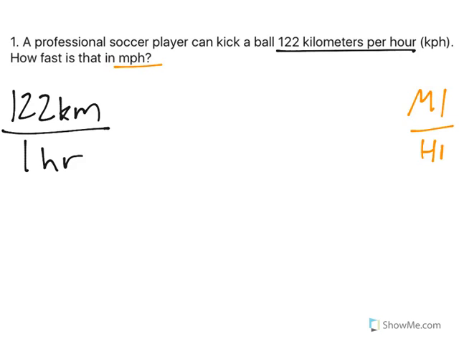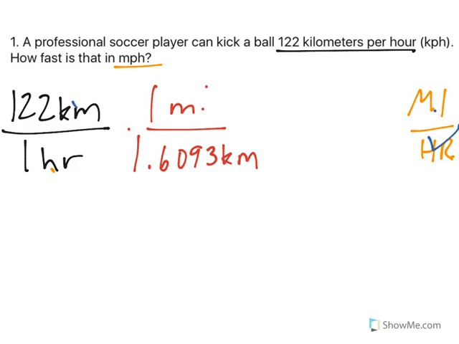Miles per hour. Well, notice that we wanted hours, we were in hours. So my denominator is already done. I don't have to change that at all. I just have to change kilometers to miles. I know that 1 mile is 1.6093 kilometers because that's on my cheat sheet. So that makes my kilometers in the numerator, get rid of the kilometers in the denominator, and I have miles.